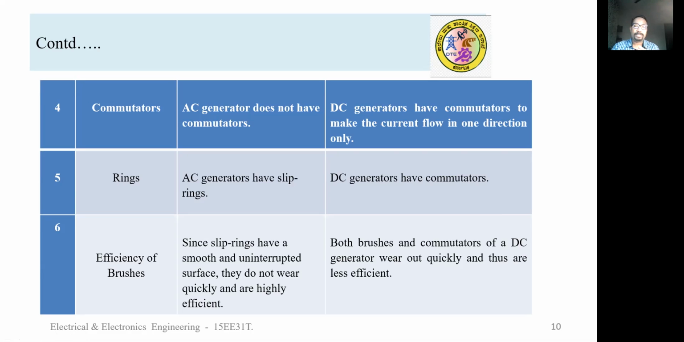Hence the efficiency of the slip rings and brushes is higher in the case of an AC generator. Another point is that we don't have commutation in an AC generator. That is the biggest difference.